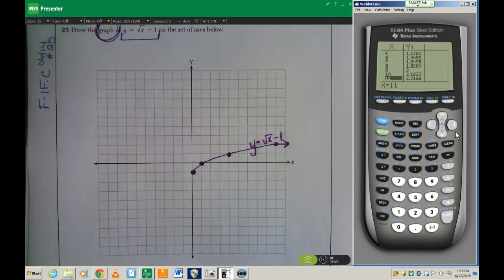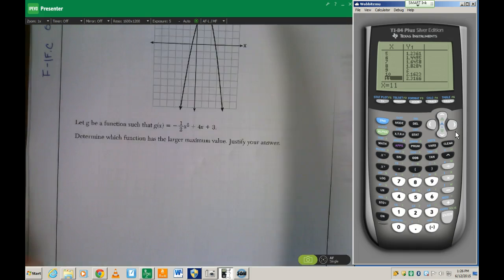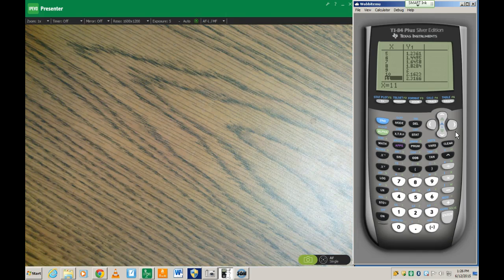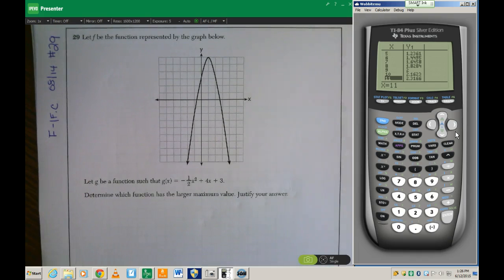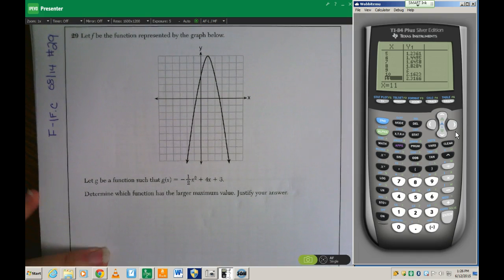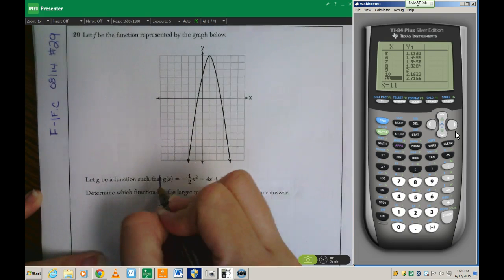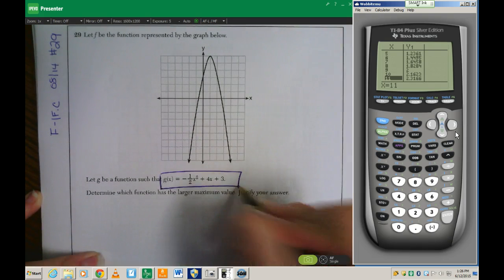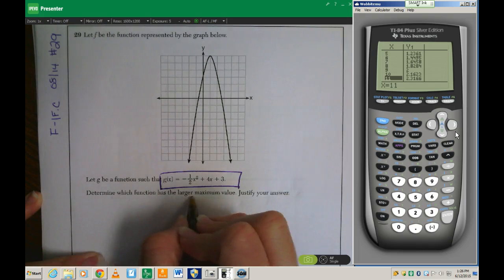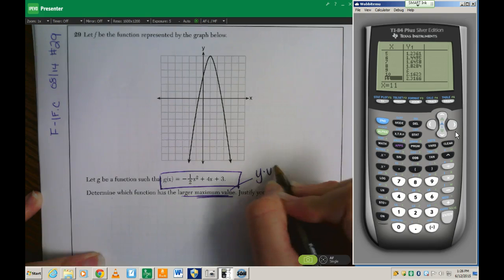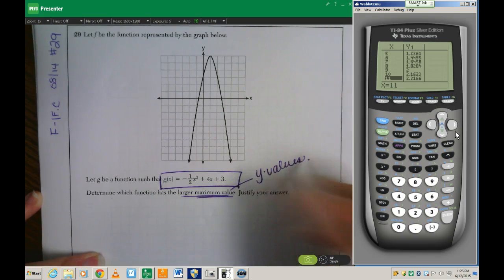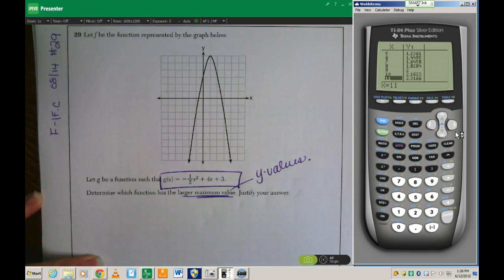Now we actually have 3 more problems in this. We're going to go to August 2014, question number 29. And it says, let f be the function represented by the graph below. Let g be a function such that g of x equals this. And it wants to figure out which function has the larger maximum value. Maximum values are y values. Okay, so which one has the bigger y value?